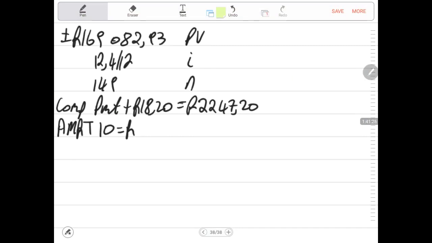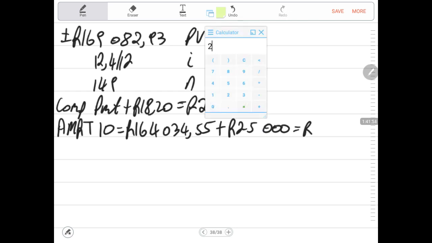Then I go to my amort, I press amort, under P1 I scroll down, P2 I say 10, and I say enter, and I scroll down. I get 164,034.55. This is the balance after the January payment was made, meaning the beginning of February. Then I say plus 25,000 because more money was borrowed. Now after 25,000 is added, let us see how much we have. 25,000 was borrowed, plus 164,034.55, gives me 189,034.58.